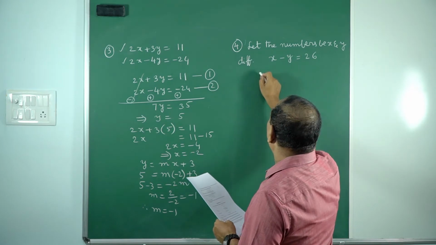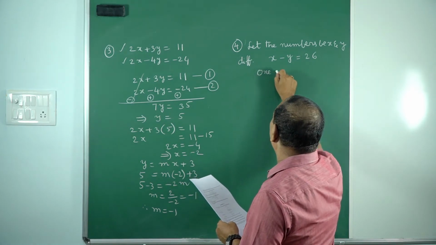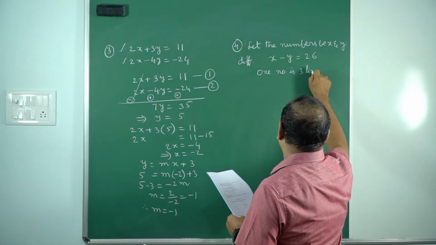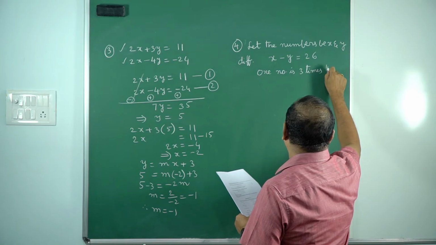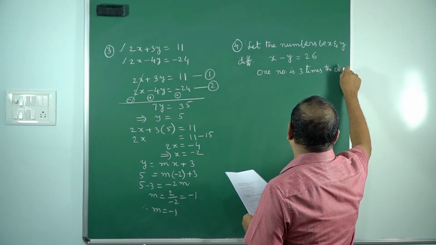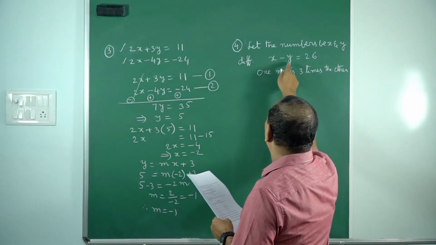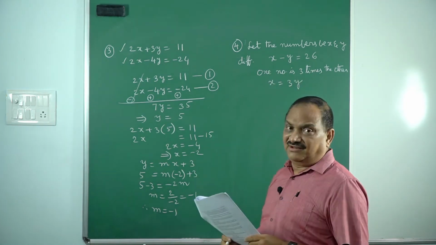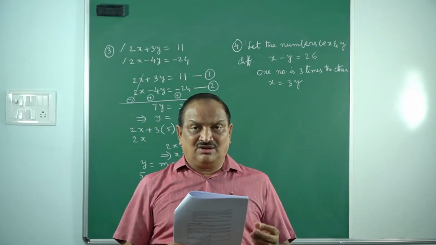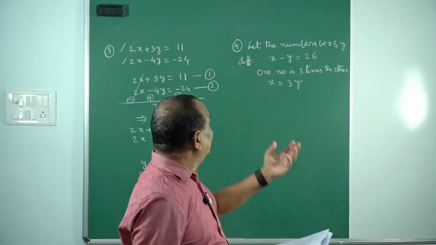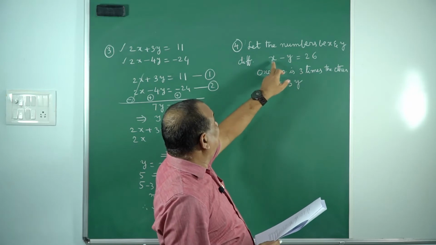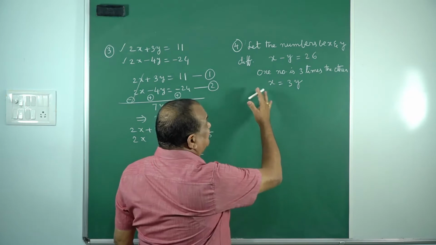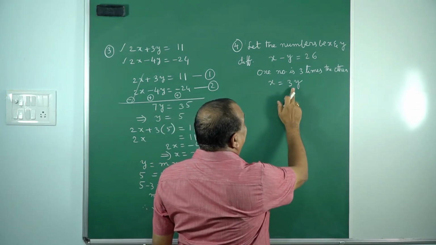Difference, x minus y. Next, one number is 3 times the other. One number is 3 times the other number, in which case x becomes 3 times y. That's it. The difference between two numbers is 26, and the larger number is 3 times the smaller number. And this can be easily substituted because in place of x I can write 3y.